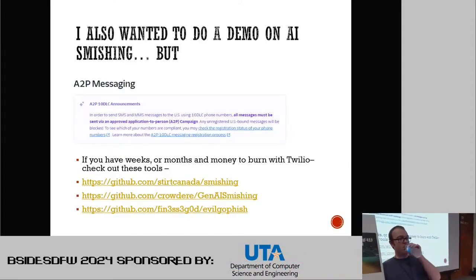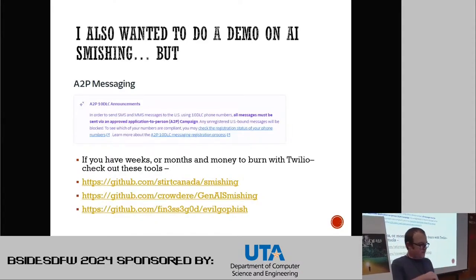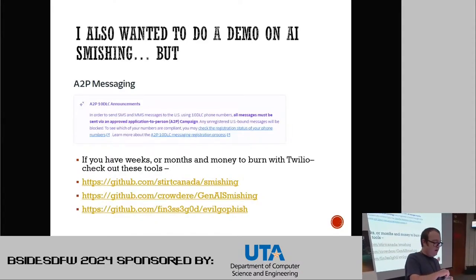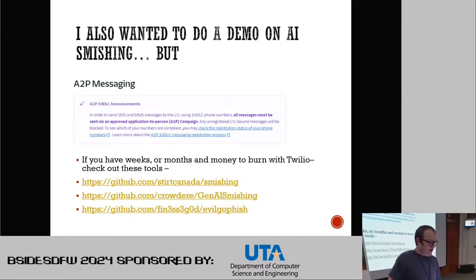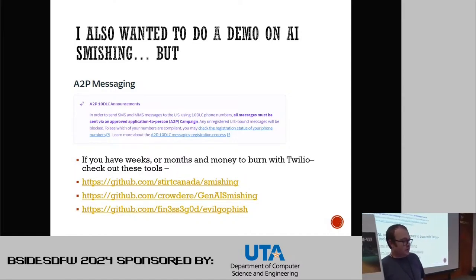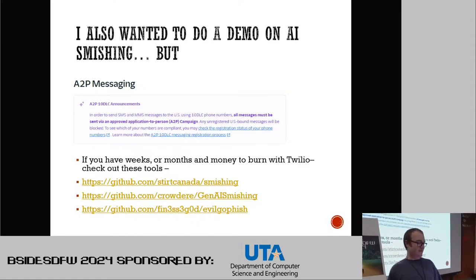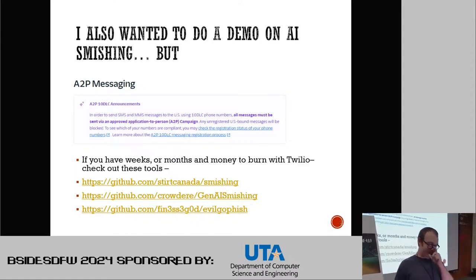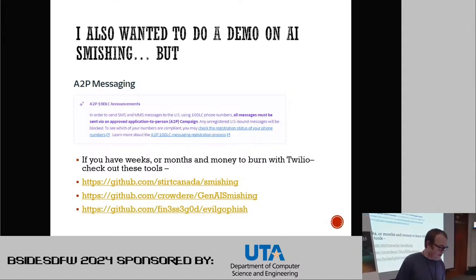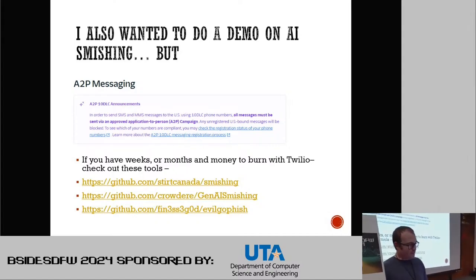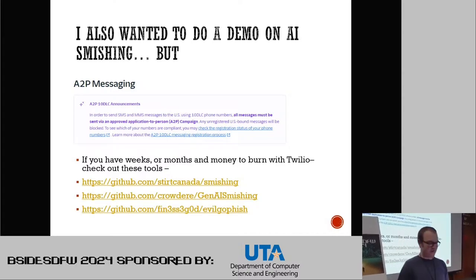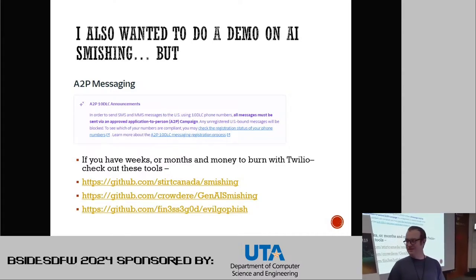So I also wanted to do a demo on AI smishing, but Twilio killed my account, and when I tried to re-verify, I got this message about A2P, which apparently prevents you from sending SMS messages to US numbers without being verified for a legitimate business purpose. And I guess they didn't like my application.